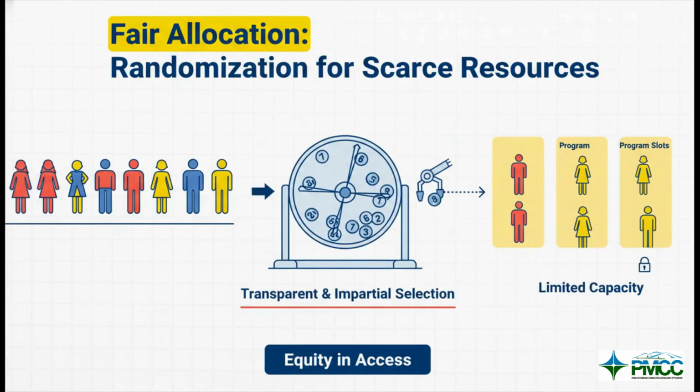Beyond all the statistics, there's a really practical and ethical argument for this too. When a program has limited spots, meaning we have more people who need it than we can actually serve, a lottery is often the most transparent and fair way to decide who gets in. It takes politics and favoritism right out of the equation and gives everyone an equal shot.